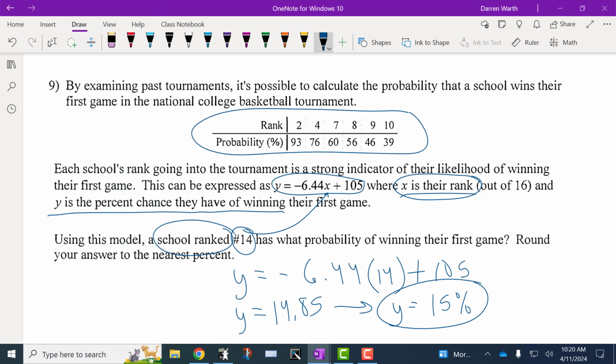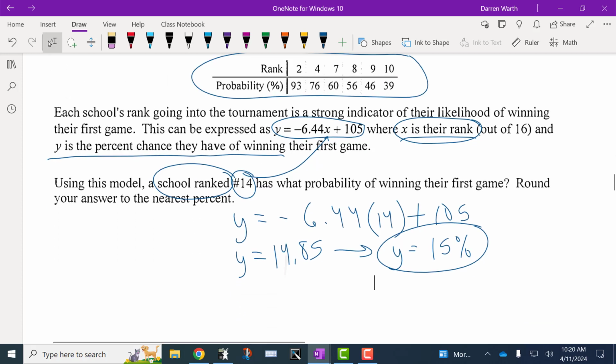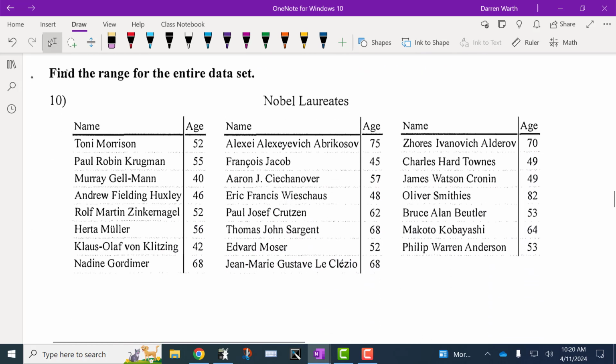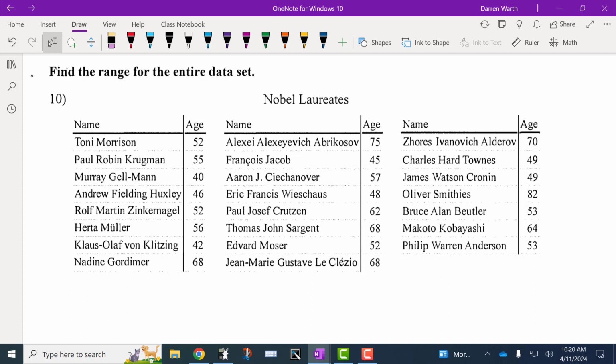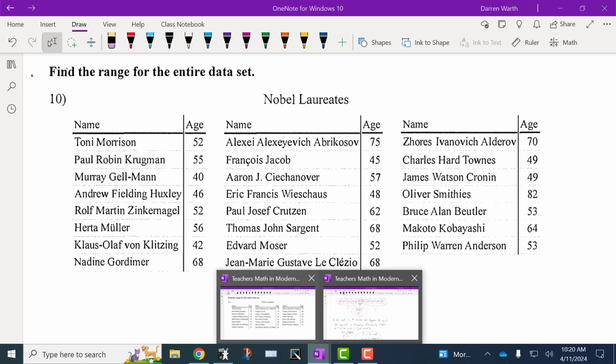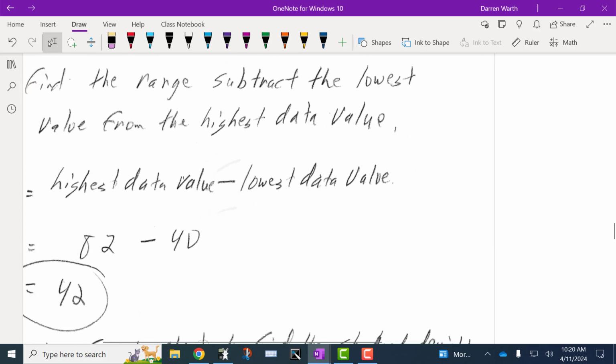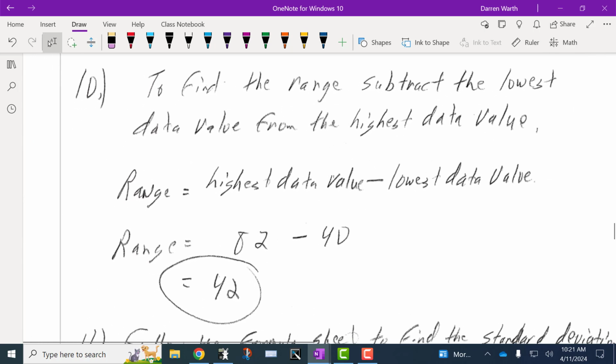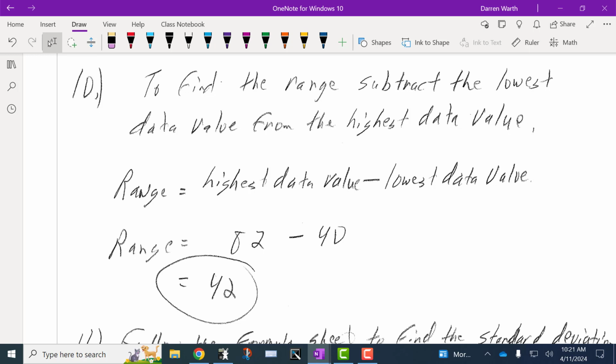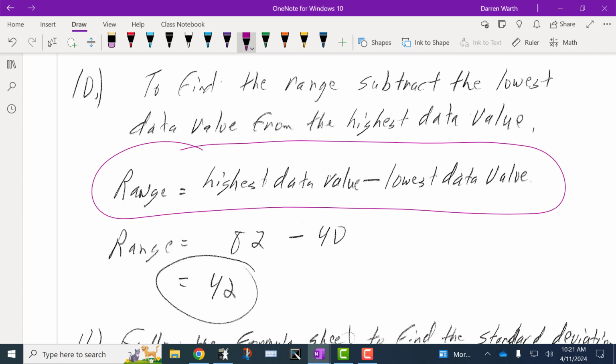Okay, now this next problem right here on number 10. Number 10 says, find the range for the entire data set. So we just got to remember what the definition of a range is. To find the range, we're just going to subtract the lowest data value from the highest data value. So that is the definition of the range. If you look at your solution guide, it actually explains that on number 10. So let's scroll on down here to number 10. It says to find the range, subtract the lowest data value from the highest data value. So here's your formula right here: range equals the highest data value minus the lowest data value.